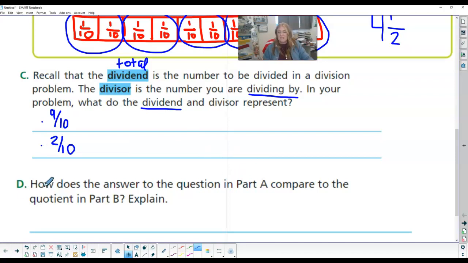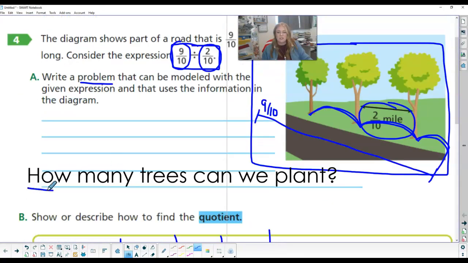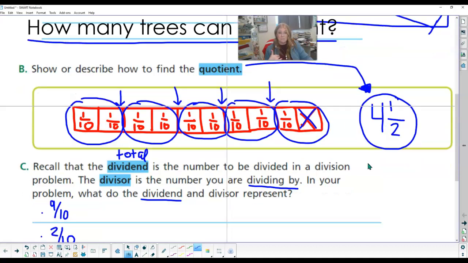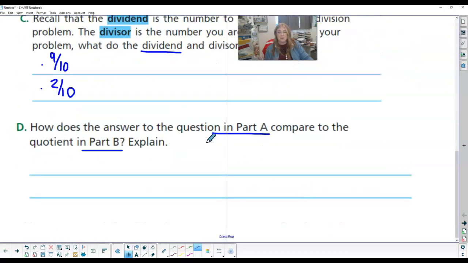So now last part of this, how does the answer to the question in part A compare to our quotient in part B? If we come up here, our question was how many trees can we plant? And if we come to part B, our answer was 4.5. So a quotient is not always just the whole number. It has the leftover parts as well. And we have part A and part B. How many trees can we plant? And our answer was 4.5.